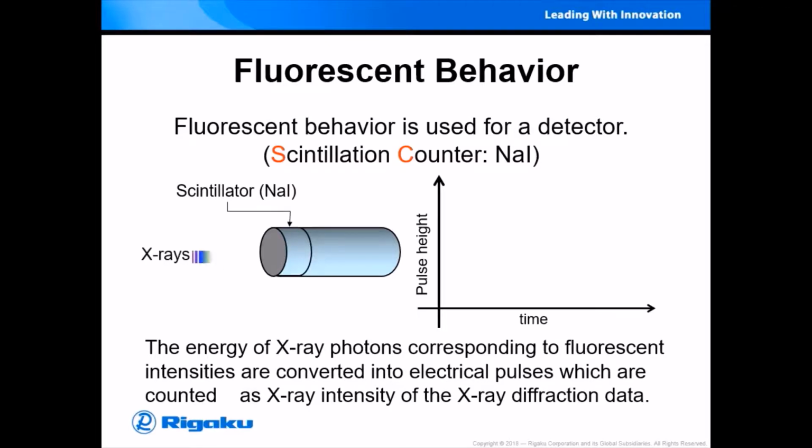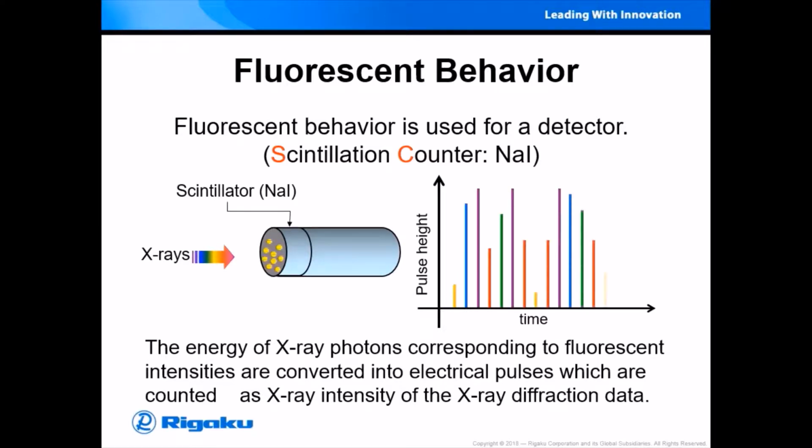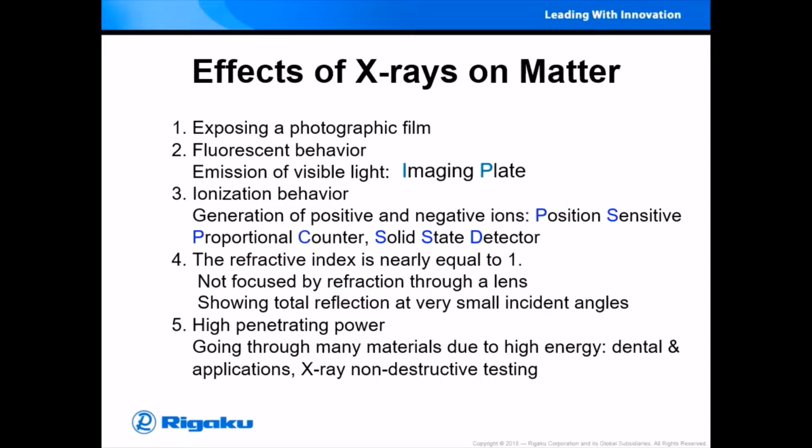As an X-ray photon hits the scintillator NaI, sodium iodide, fluorescence is produced proportional to the energy of the X-ray photon. The scintillation counter counts the number of X-ray photons by translating the intensity of fluorescence into electrical pulses. There is also an imaging plate besides the scintillation counter.